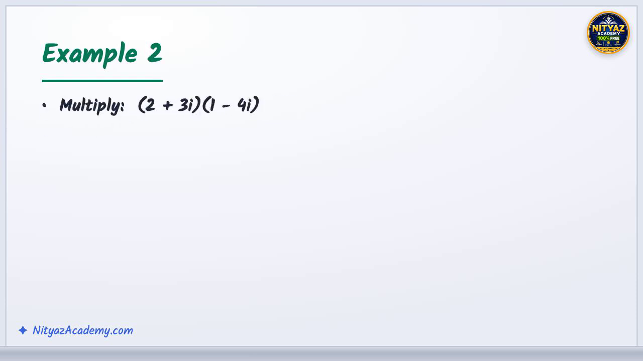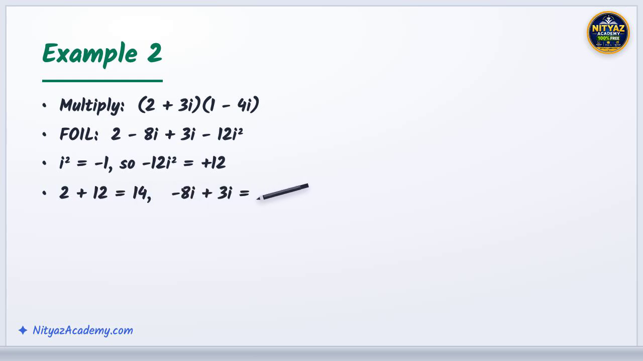Now multiply 2 plus 3i times 1 minus 4i. FOIL it out: 2 minus 8i plus 3i minus 12i squared. Here's the key move. i squared equals -1, so -12i squared becomes plus 12. Combine the real parts. 2 plus 12 is 14. Combine the imaginary parts. -8i plus 3i is -5i. The answer is 14 minus 5i.